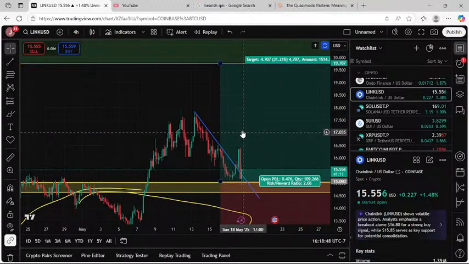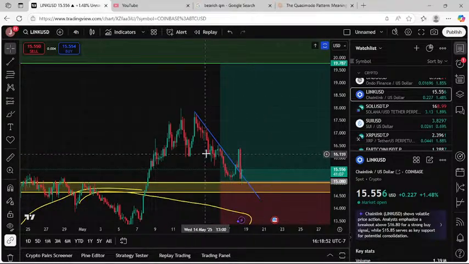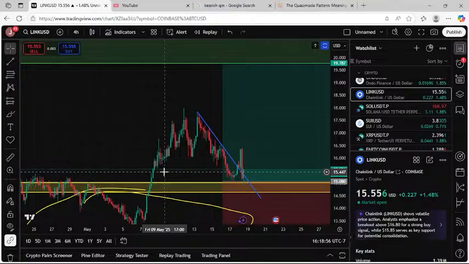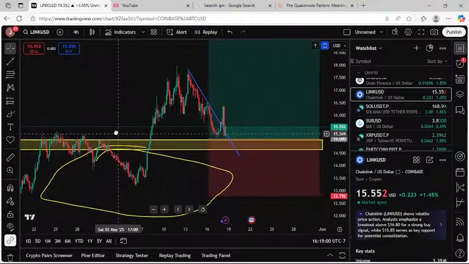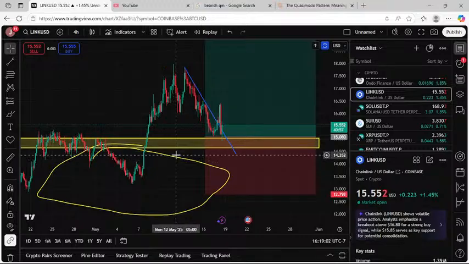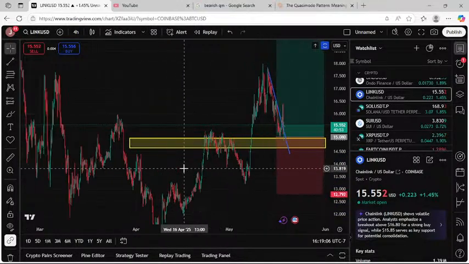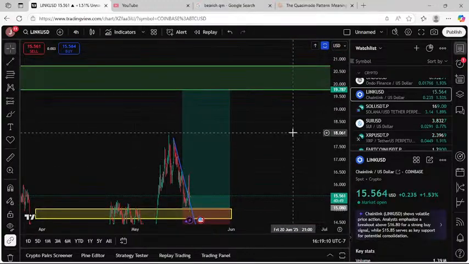That's a beautiful little one. Ooh, tried to be a cup and handle, but it happened too fast. Check that out. I have no idea what else to circle there anymore. But yeah, no, we are definitely going to move higher.